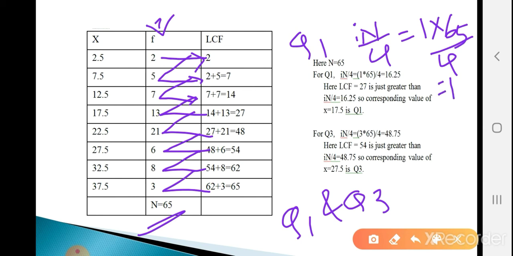16.25. So see the LCF just greater than 16.25. Here which LCF value is just greater than 16.25? Here the LCF 27 is just greater than 16.25. So the corresponding value of x is the first quartile. So our Q1 value is 17.5.